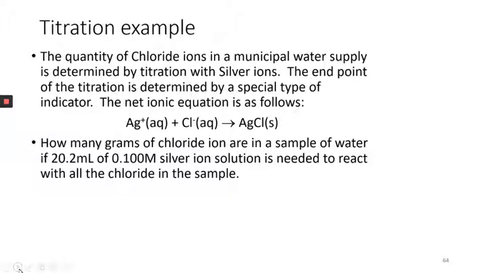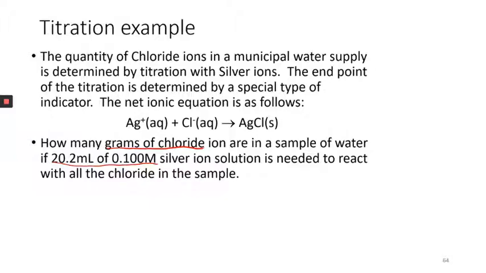So here's another example where we're using titration, and this is actually a process that they use to calculate how much chlorine is in water. The quantity of chlorine ions in a water supply is determined by titration with silver ions. The endpoint of the titration is determined by a special type of indicator. The net ionic equation is as follows. Notice that the mole ratios here are 1 to 1. How many grams of chlorine ions are in a sample of water if 20.2 milliliters of 0.100 molar silver ion solution is needed to titrate it?